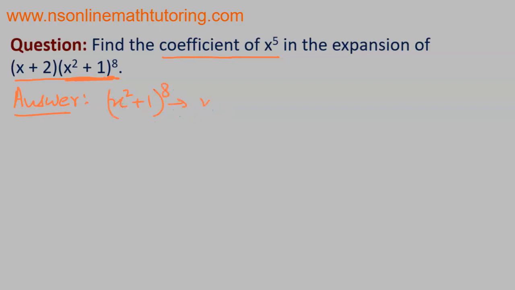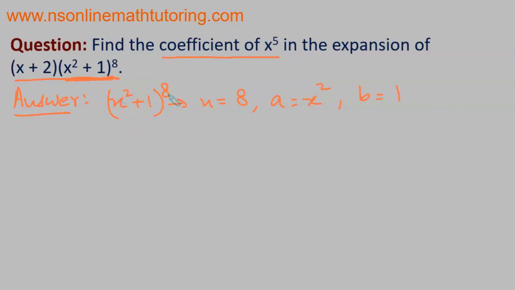What is the value of n? n is equal to 8. a is equal to x square. b is equal to 1. And we do not know what is the value of r. We have to find the value of r. So we start with the general term.